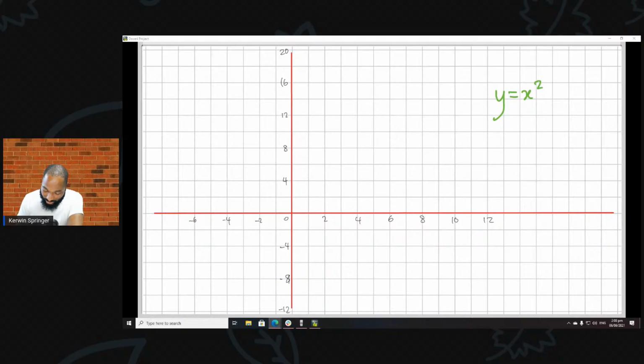And if y equals x squared, when x is 1, y would be 1. When x is 2, y would be 4. When x is 3, y would be, stay with me, 9. When x is 4, y would be 16. Now you understand why I wanted to use this scale, so I could get some more points.